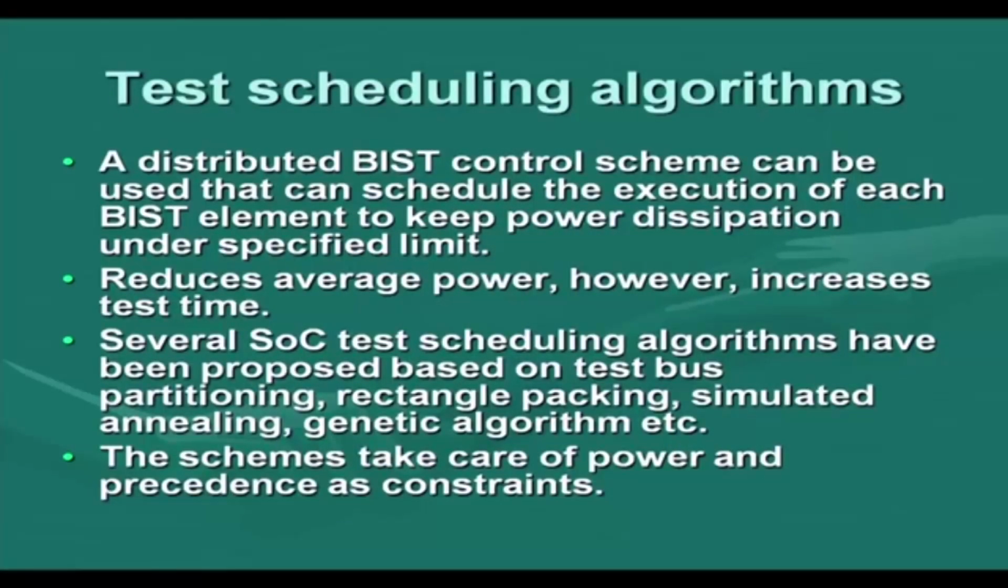There are several SOC test scheduling algorithms that we will see in later classes. For test power reduction, there are approaches based on test bus partitioning, rectangle packing, simulated annealing, genetic algorithms. So, there are many approaches for that. The schemes that take care of power and precedence as constraints. There are several scheduling policies that take care of power as a constraint, and also precedence, like which part can be tested after which one. So, there may be some precedence constraint. They are also taken care of in the test scheduling algorithms.